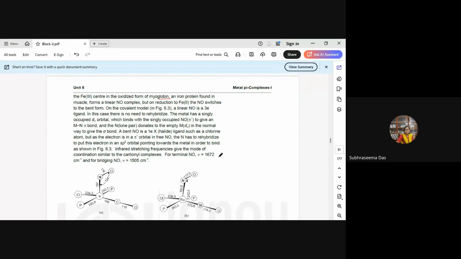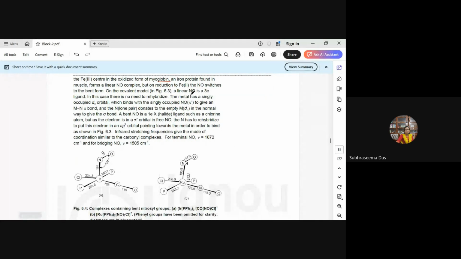And then it acquires a bent form. On the covalent model, figure 6.3, a linear NO is a 3 electron ligand. In this case, there is no need to rehybridize. The metal has a single occupied d pi orbital which binds with the singly occupied NO to give a metal-nitrogen pi bond. But a bent NO is a one electron ligand. So when we have a linear NO, it is a 3 electron ligand, but when we have a bent NO, it is a 1 electron ligand, such as a chlorine atom.